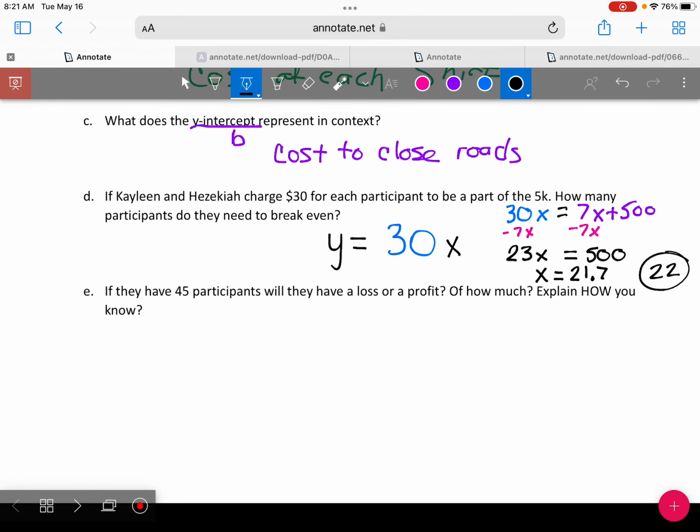So the last one is saying if they have 45 participants, will they have a loss or a profit? And we want to know by how much. So what we're going to do is look at our costs. That's our first equation. We're going to look at our income. This is the second one. And then we're going to think about it and analyze it.